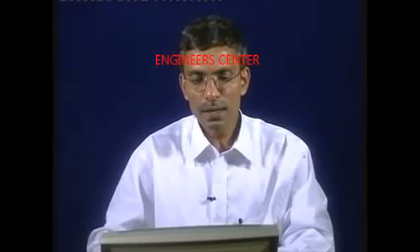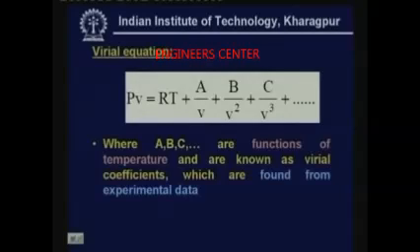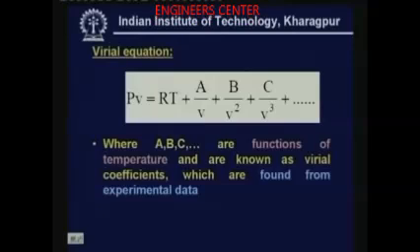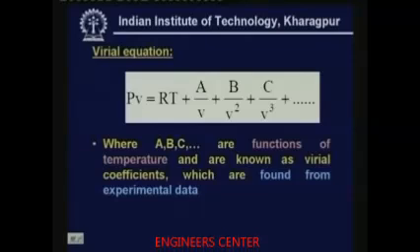Let us look at one general equation, known as the virial equation. This virial equation is given by PV is equal to RT plus A by V plus B by V square plus C by V cube plus etcetera. That means you can go on adding terms, and these constants A, B, C are known as virial coefficients. They are functions of temperature only, and they have to be evaluated using experimental data. So this is one form of the virial equation. As you can see, if A, B and C become 0, then this virial equation boils down to the simple ideal gas equation of state.